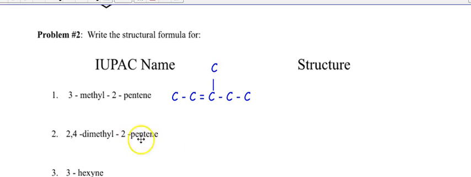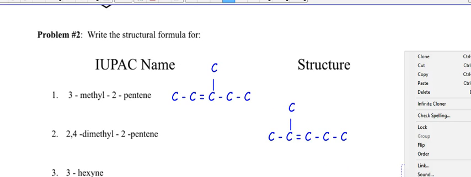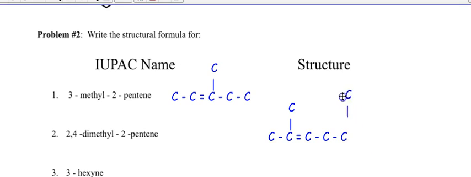How about this next one? 2-pentene again, so I start off with the exact same structure, but now what? I have a methyl group on 2, there it is, and a methyl group on 4, okay? And so I'll put it right here. So there's that structure. And now number 3 is 3-hexyne, so it's a triple bond, and there's no branches on it, so there's my 3-hexyne.